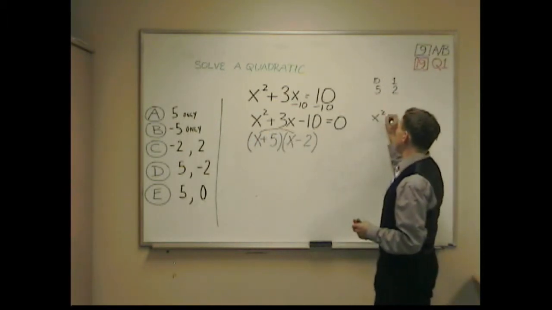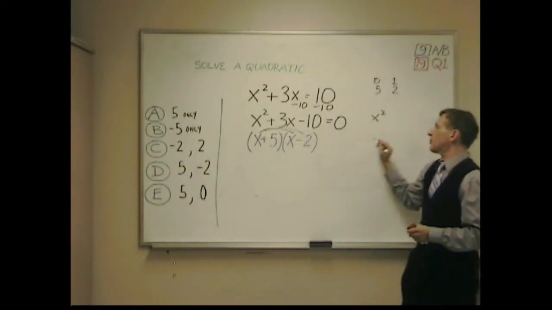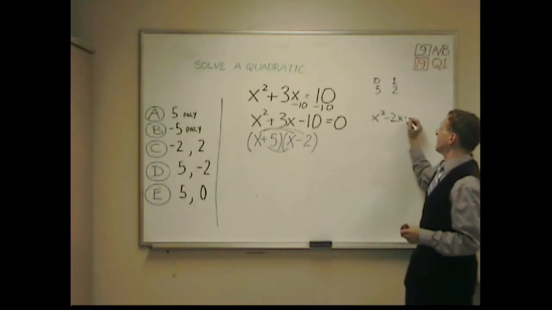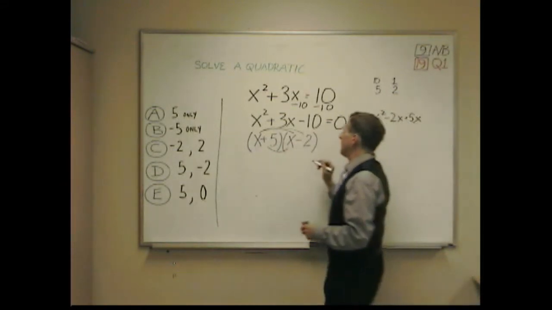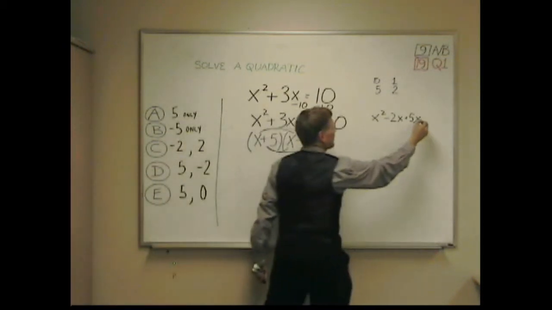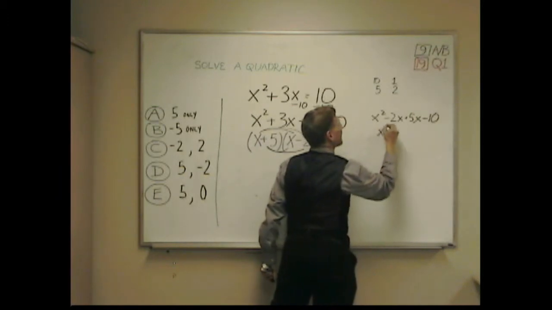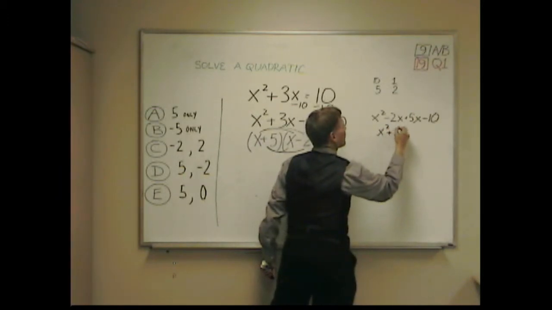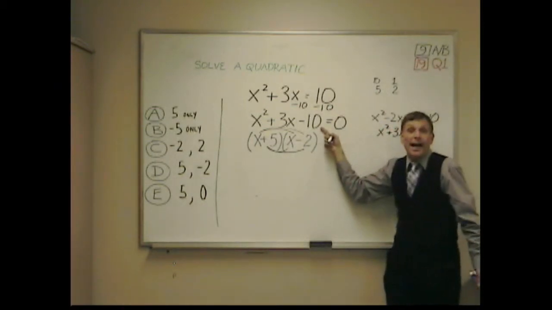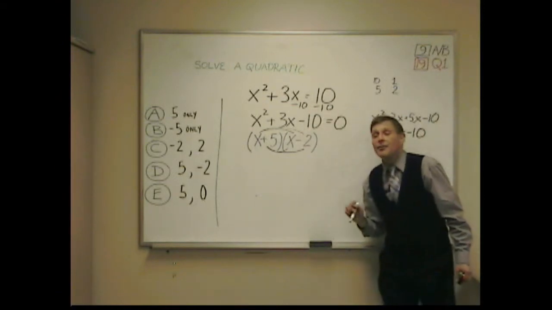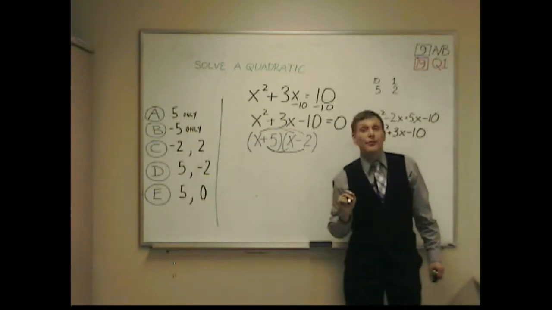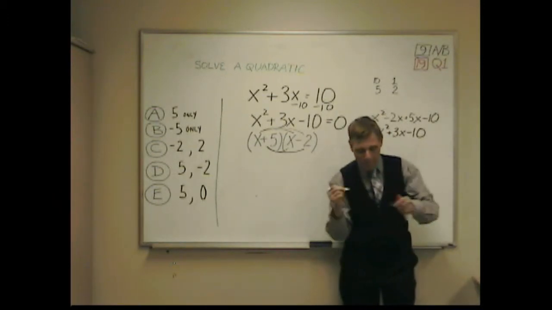If I FOIL this, and remember FOIL is a very good check, I would have x times x is x squared. X times negative 2 is minus 2x. Plus 5 times x is plus 5x. And last, 5 times negative 2 is negative 10, which gives me x squared plus 3x minus 10. And that's what I had here when I moved over that 10 to make it equal 0. I have a negative 10. So this would be my FOIL. This would be my factors.